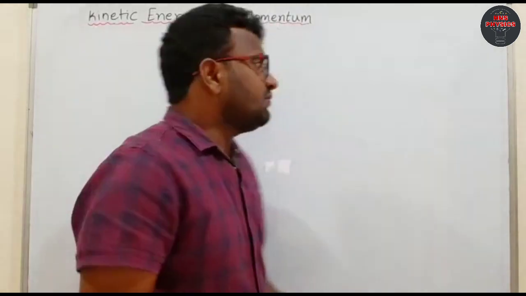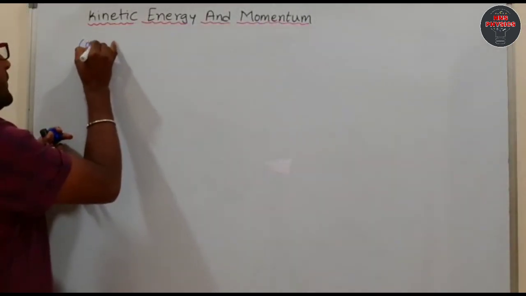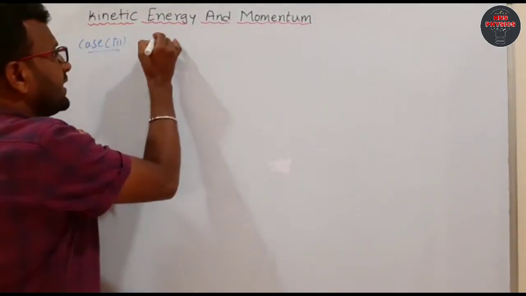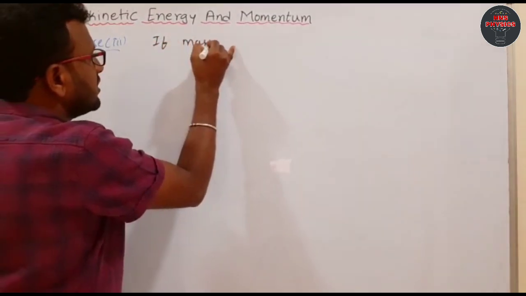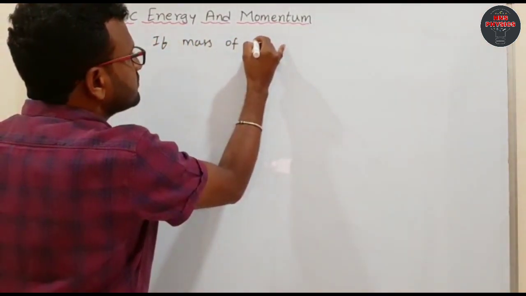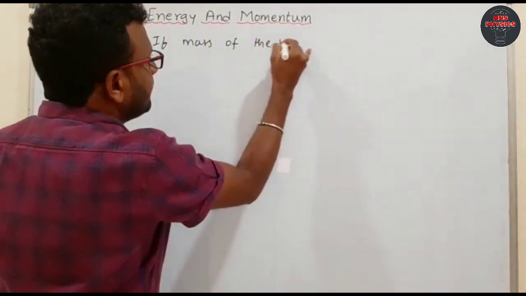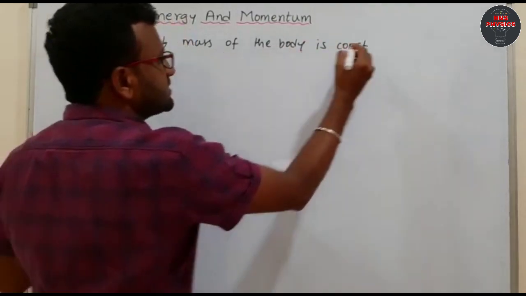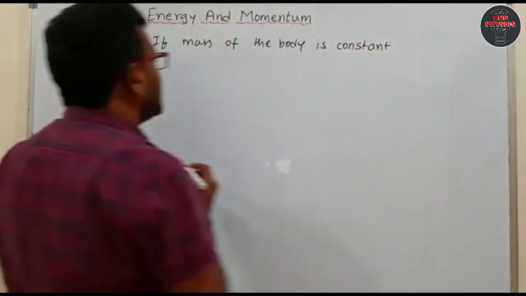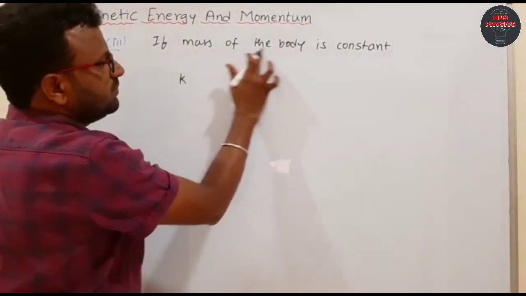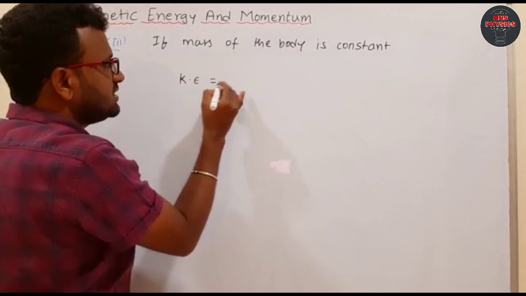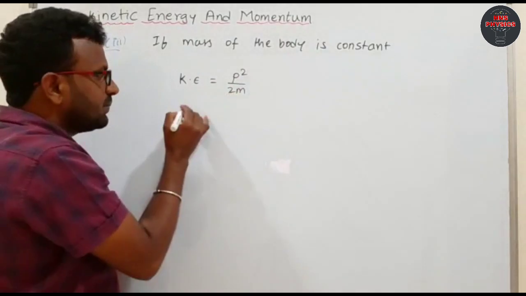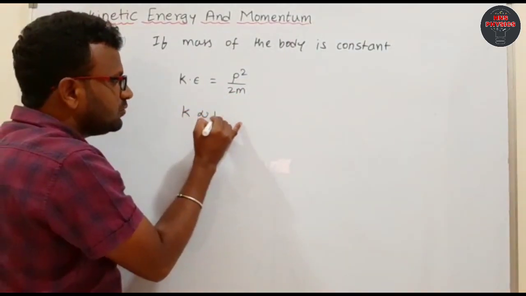Come to case 3, ma. If mass of the body is constant, case 3. Case 3 means if mass of the body is constant, right? So what is their relation? If mass of the body is constant, then kinetic energy equal to p square by 2m. So here mass is constant, 2 is also constant. That means here k is directly proportional to p square.